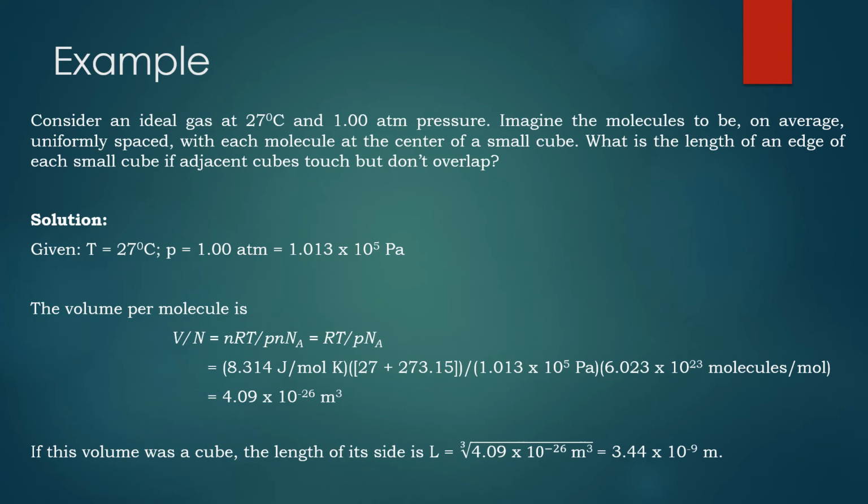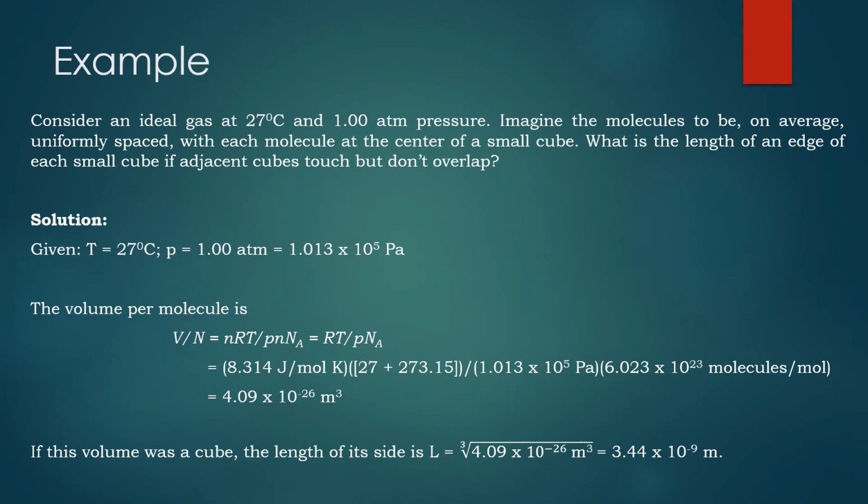For our example, let us solve this problem. Consider an ideal gas at 27 degrees Celsius and 1 atmosphere pressure. Imagine the molecules to be, on average, uniformly spaced, with each molecule at the center of a small cube. What is the length of an edge of each small cube if adjacent cubes touch but don't overlap?